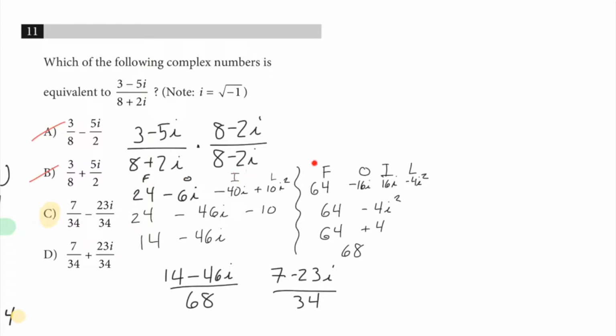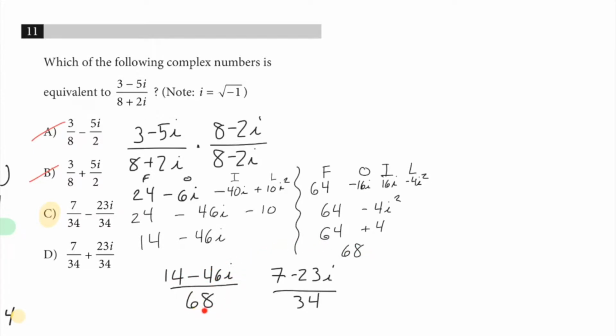Well, if you multiply by the conjugate of the denominator over the conjugate of the denominator, then you actually get rid of the i's here. When you FOIL it all out, this is foiling the numerator here. You get this, and foiling the denominator, you get this. So you get 14 minus 46i over 68.